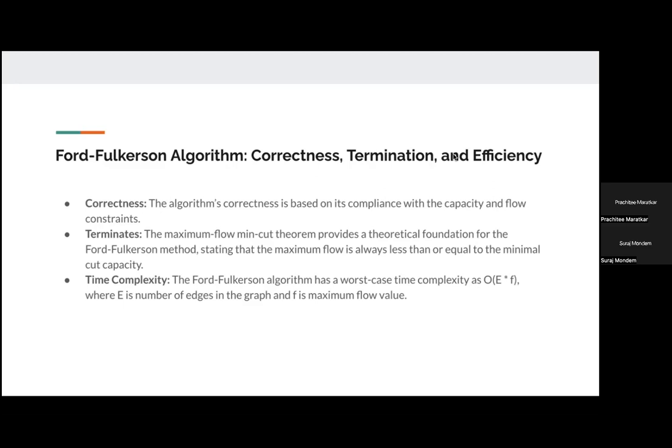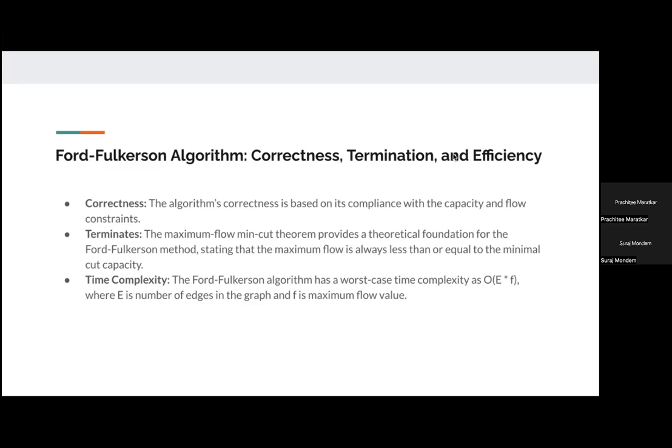For the case of termination of this algorithm, we can say that the algorithm terminates according to the max flow min cut theorem, which proves that the maximum flow in the network is bounded by the minimum cut capacity. Since there exists a finite number of augmenting paths and positive capacities, each augmentation increases the flow in the network, eventually leading us to the maximum flow when all the augmenting paths are explored.